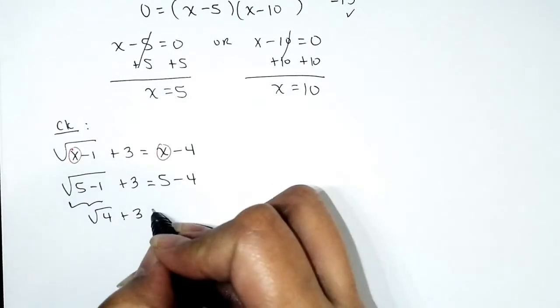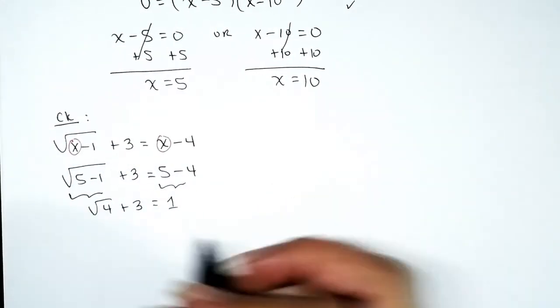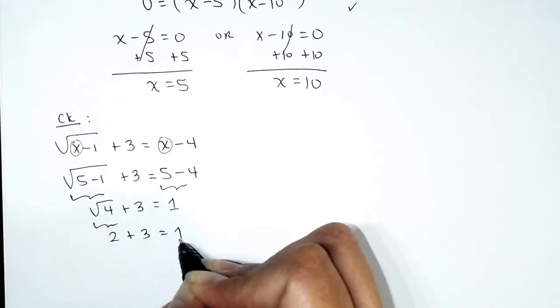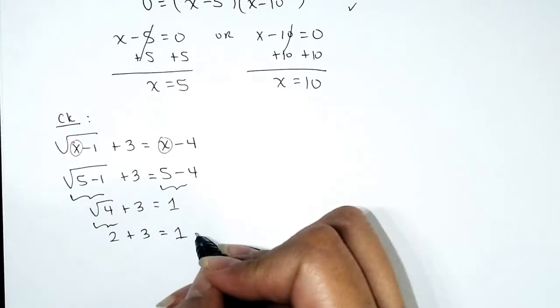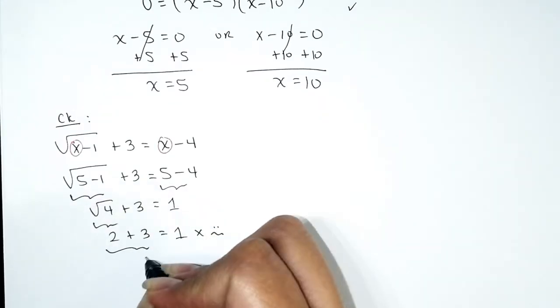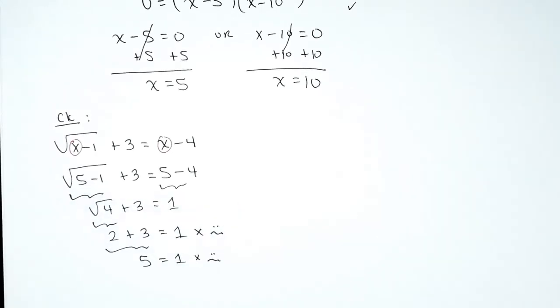On the right side, a difference of 5 and 4 is 1. Left side, square root of 4 is 2. And last time I checked, 2 plus 3 does not equal 1. Okay, so that makes me sad. If you're an overachiever, go ahead and finish the checking. Once again, 5 does not equal 1.